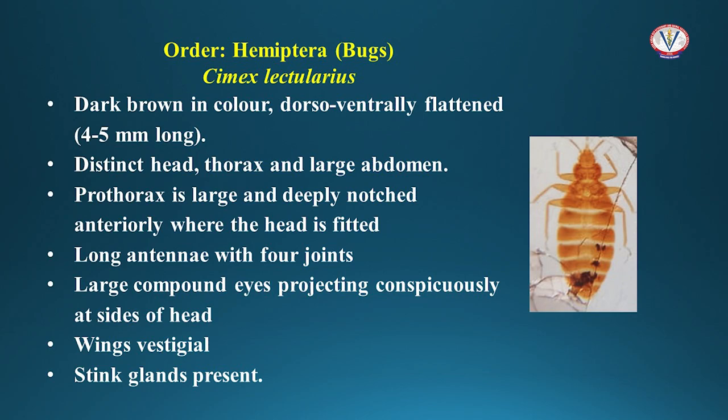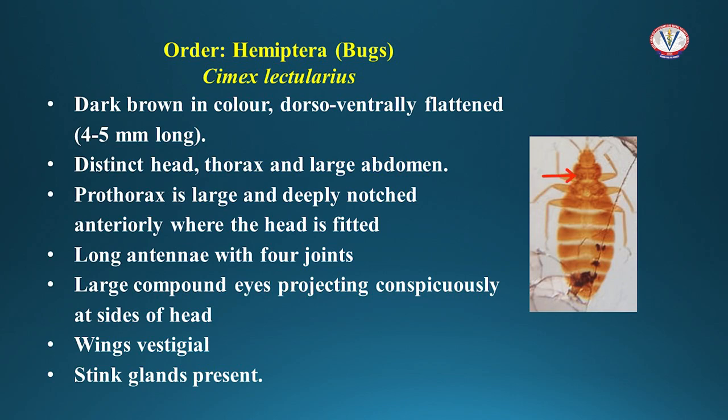Order Hemiptera or the bugs. Cimex lectularius, the bed bug, dark brown in color, dorsoventrally flattened, around 4 to 5 millimeter long. It has a distinct head, thorax and large abdomen.